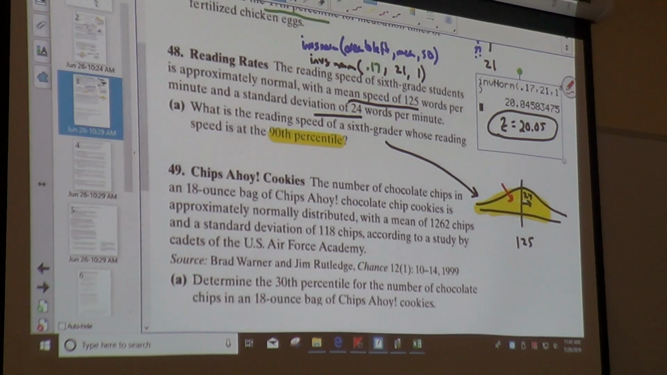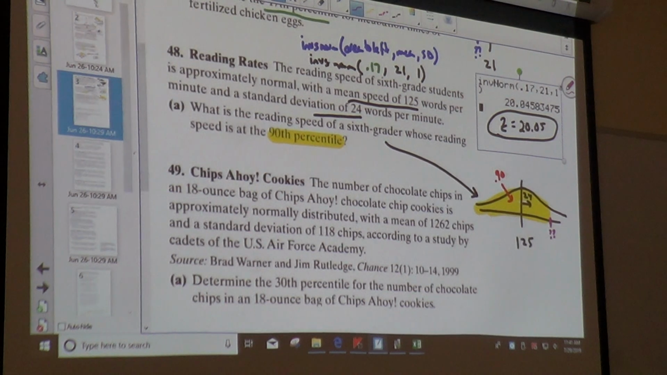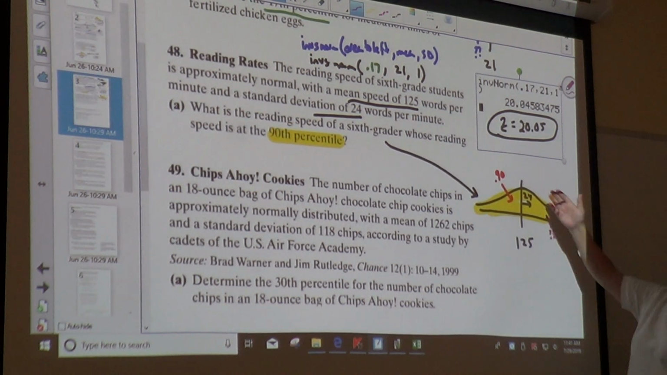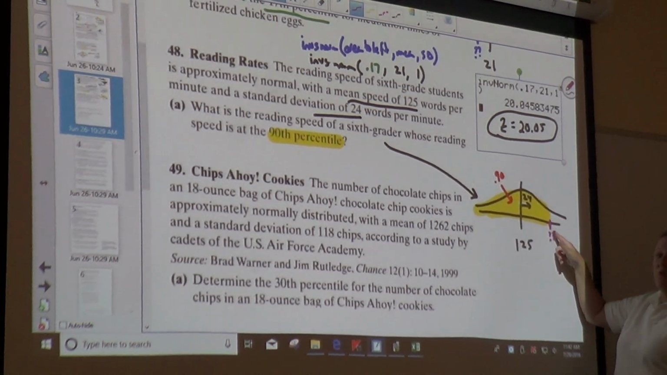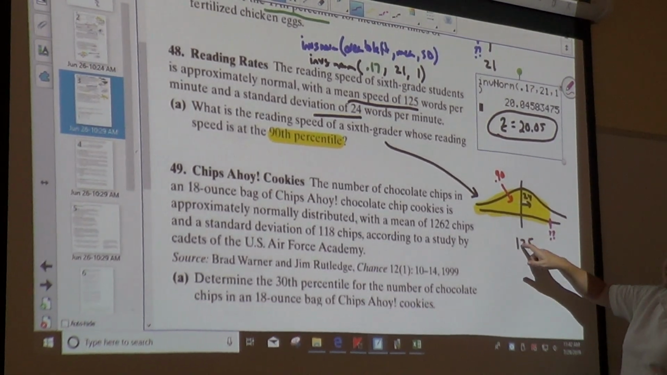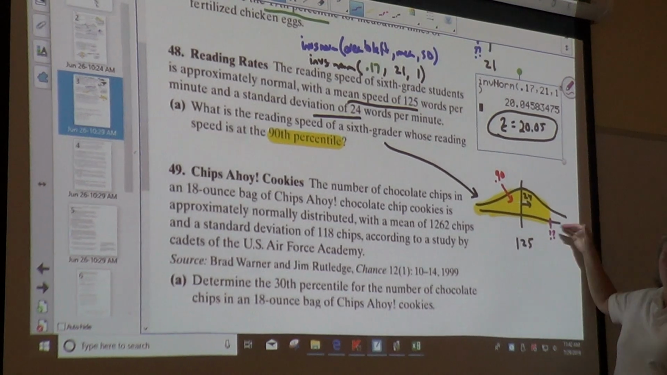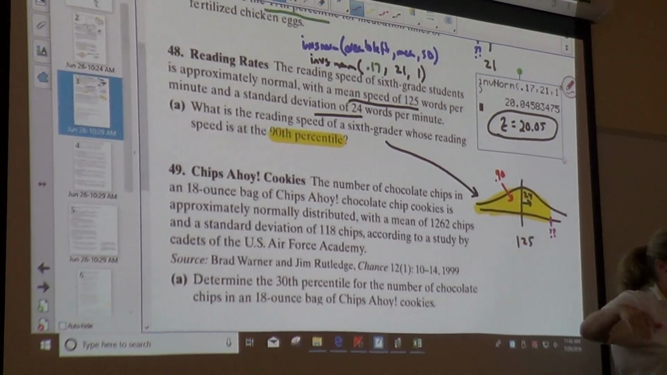So this represents 0.9. It says, what is the reading speed? So we want to know what is the speed of this reader. Just like if I said Madison's height was in the 90th percentile, how tall is she? If this person is in the 90th percentile of reading, what is their reading speed? If the average reading speed is 125, so all of my reading speeds are on the bottom.